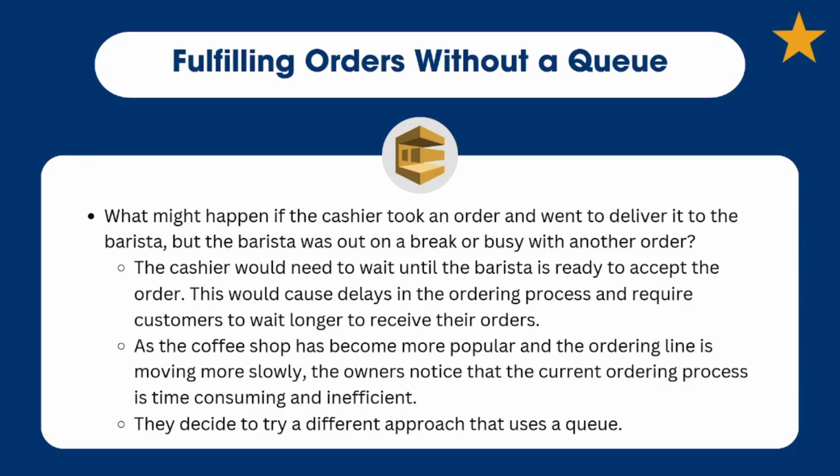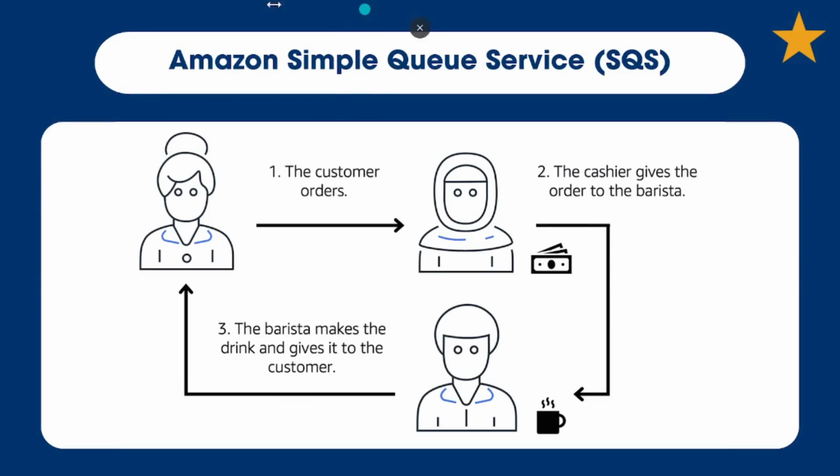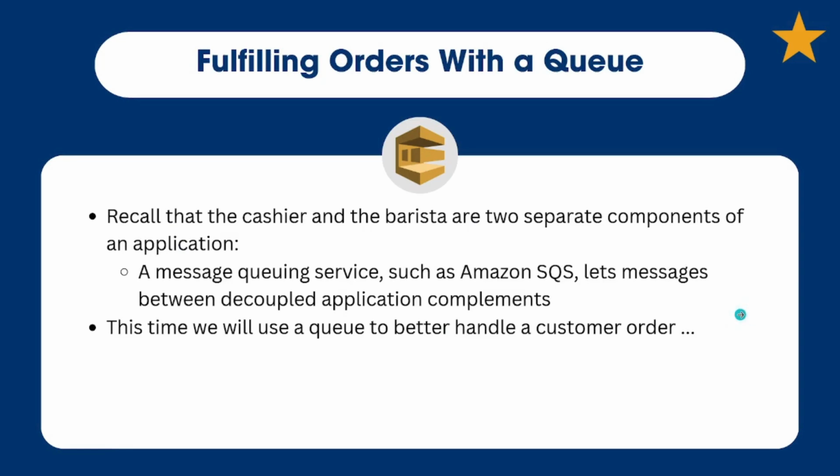And if the coffee shop becomes super popular, if they get a lot of customers, the order line is going to get really slow, doing this one at a time system. So, of course, the owners are going to notice it's inefficient. Maybe there's a better way, and of course there's the queue. Without a queue, the customer orders, the cashier gets the order, and then one at a time delivers the order to the barista, and then it goes to the cashier. It's a very simple loop, but with that loop come inefficiencies. Now, if we can actually store those orders somewhere, like a queue, then things could get a lot more efficient.